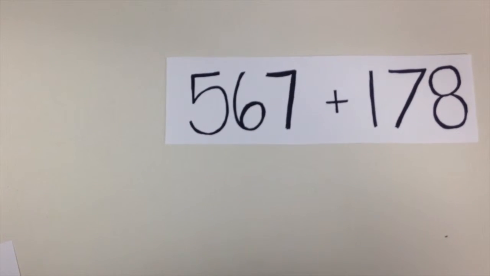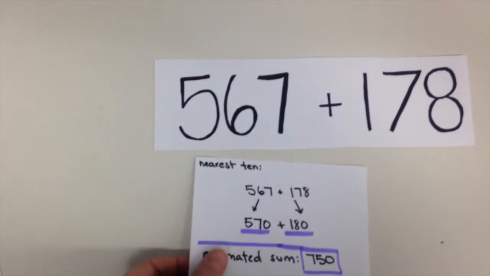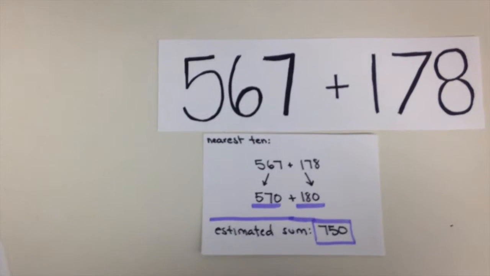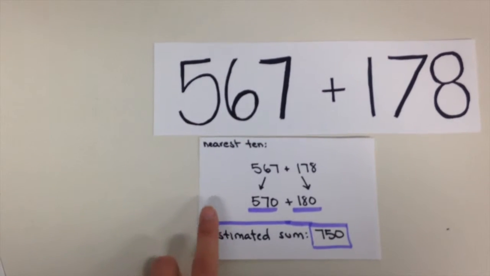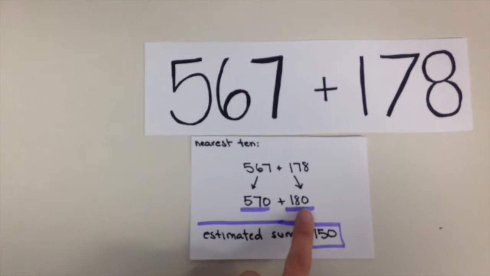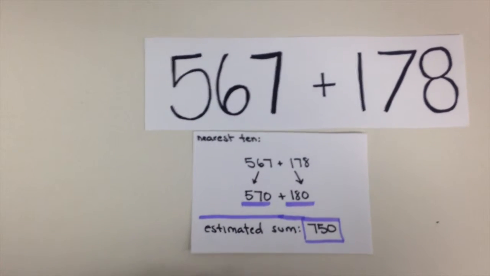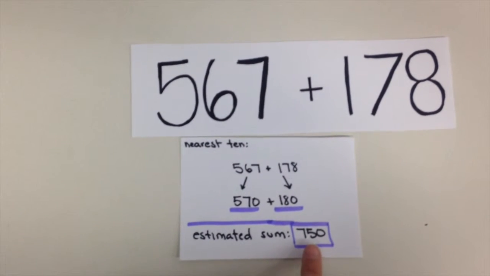Finally, if we were required to be more accurate with the estimation, I might round each item to the nearest 10. That would mean adding 570 and 180. Then we would estimate the sum would be 750.